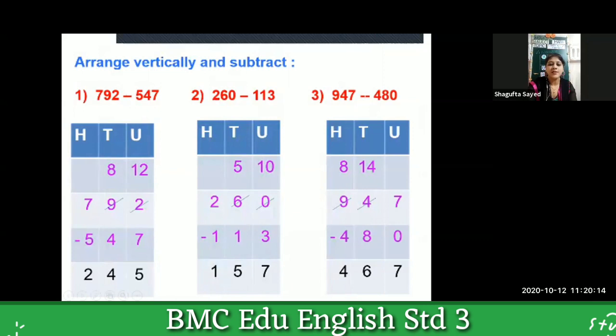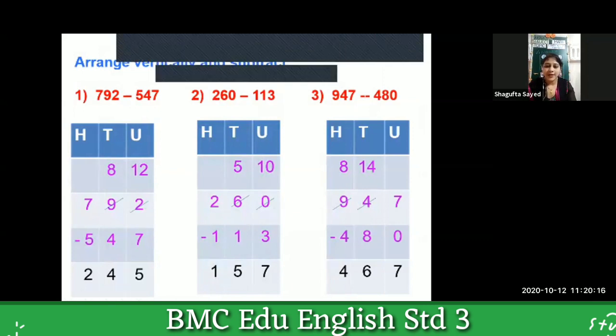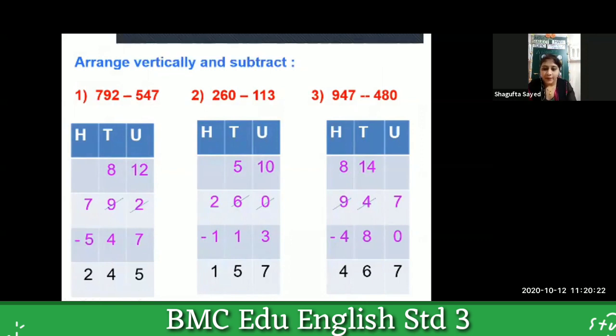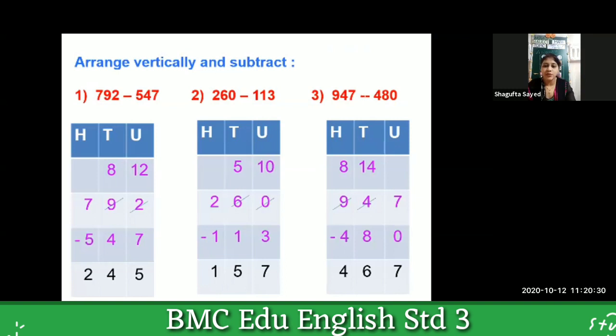Again, can you see this? Here, arrange vertically and subtract. Here also 3 sums I have solved. Can you see? Just look properly. When I have smaller number and I have to subtract bigger number, what I have done here, I have borrowed from my friend. So unit will borrow from tens, tens will borrow from 100. Is that clear?